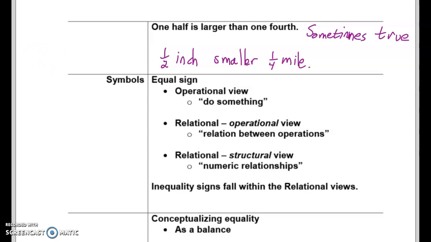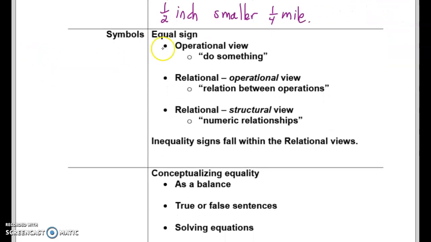Okay, symbols. A lot of times we talk about what an equal sign is. Well, an operational view of an equal sign is "do something." That's when we have something like 3 plus 4, and you say is 7 or makes 7. By the way, always reading it that way, and using that language, can cause issues. Relationships, the relational view. So the operational view is what we just talked about.